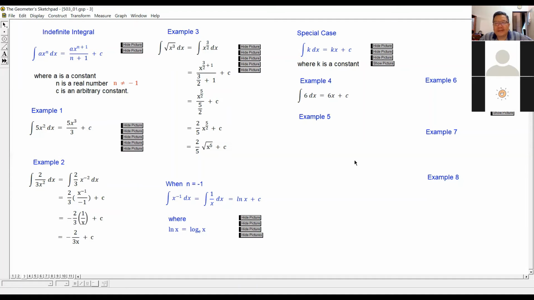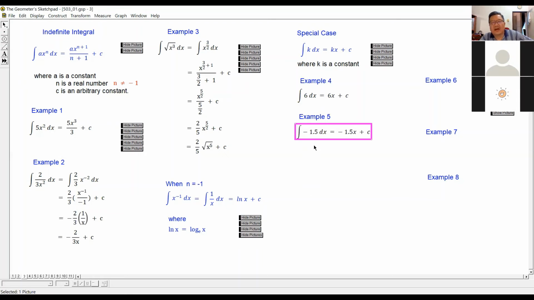Teacher, it means if the question doesn't have the power, the answer is usually kx plus c? Yeah. If you integrate a number, then it is kx plus c. If there's no x there, then it becomes the x. If there's nothing there, then it becomes c. One more, I show you.